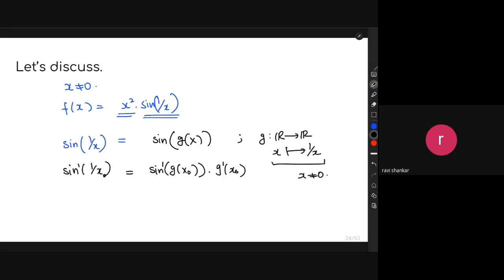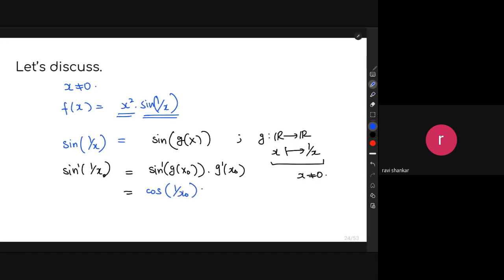Now the differentiation of sine is nothing but cos, of 1 over x naught, times the derivative of 1 over x. Differentiation of 1 over x we have seen previously in the first question today, that it is nothing but minus 1 over x square. So this will be the case.